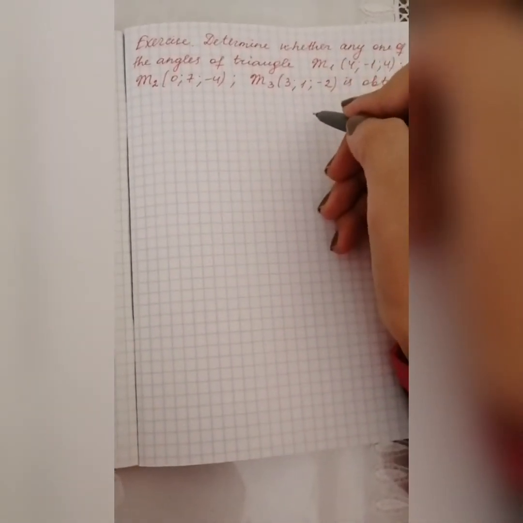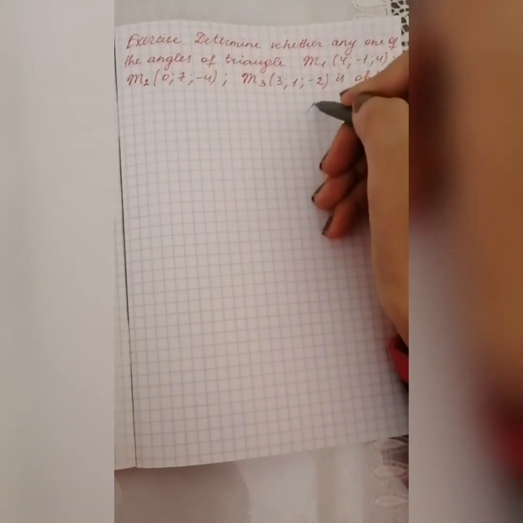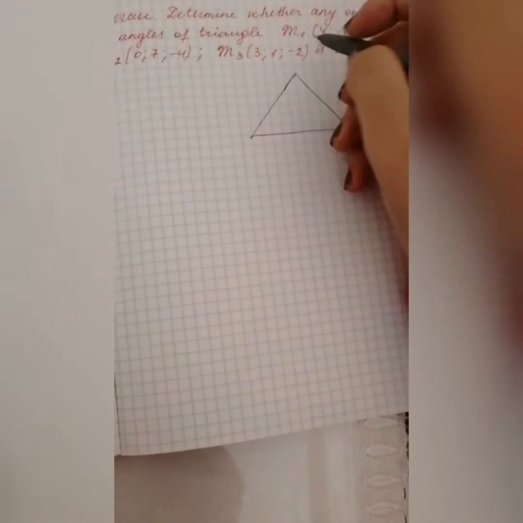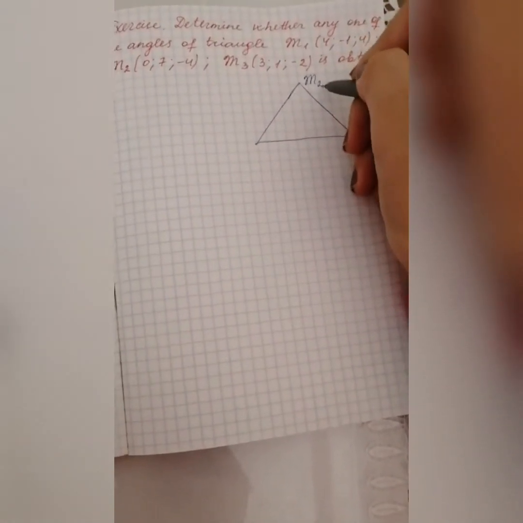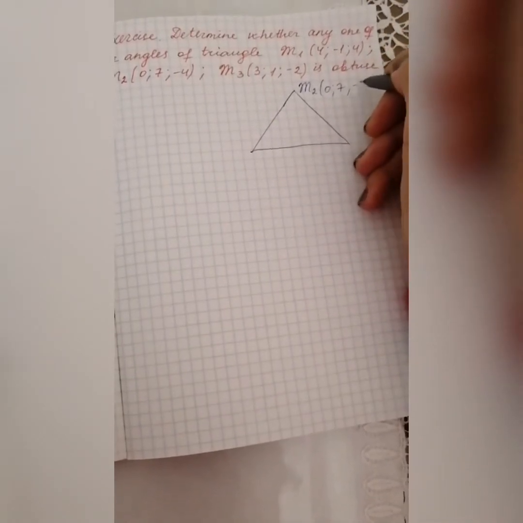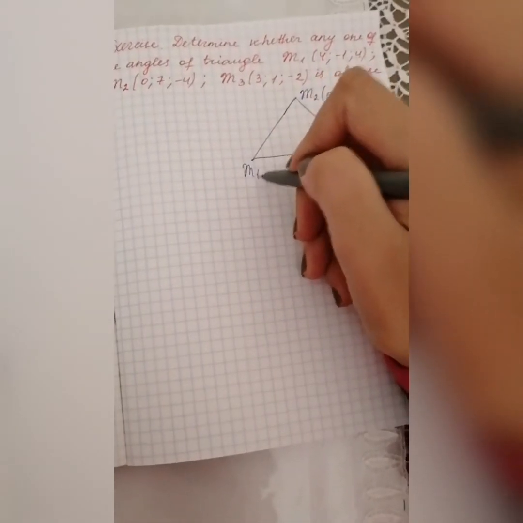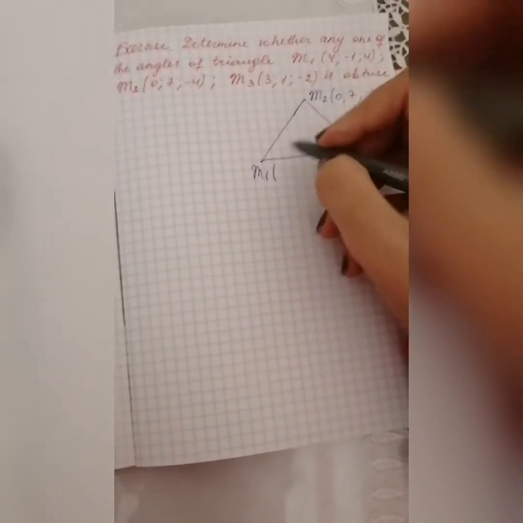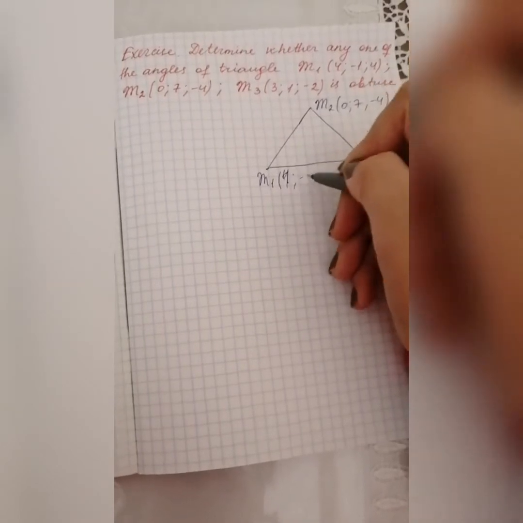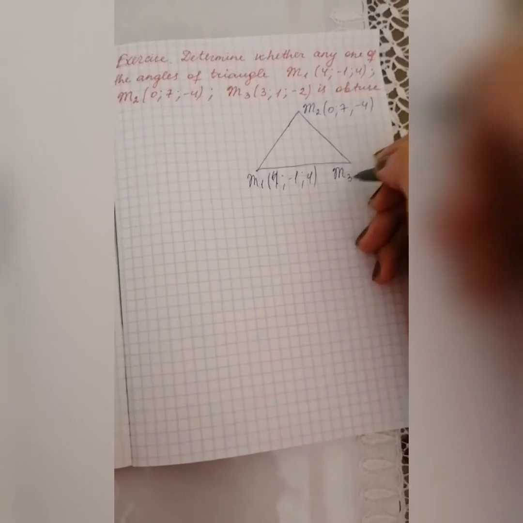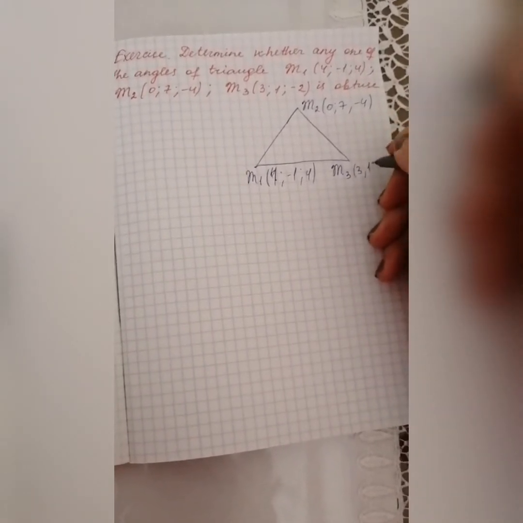Solution: firstly we have to draw a triangle. For example, this is our triangle. The coordinates of point M2 are 0, 7, -4, and the coordinates of point M1 are 4, -1, 4. The coordinates of the point M3 are 3, 1, -2.